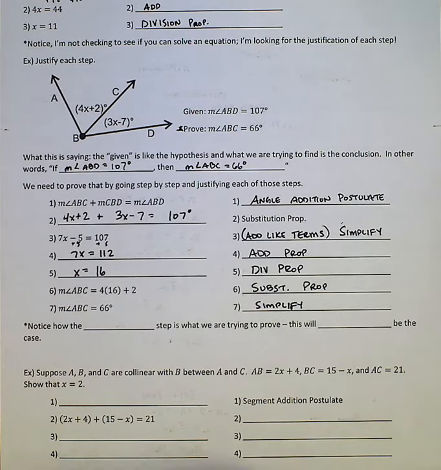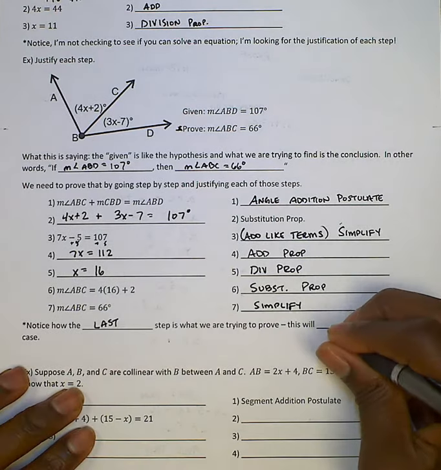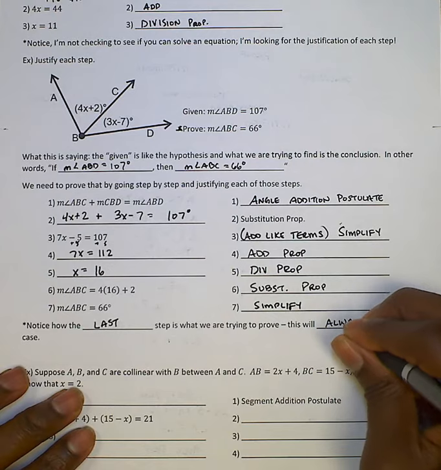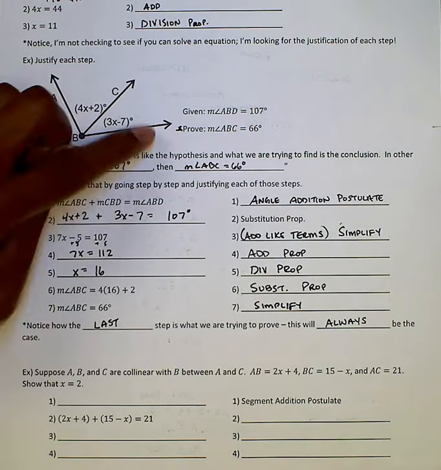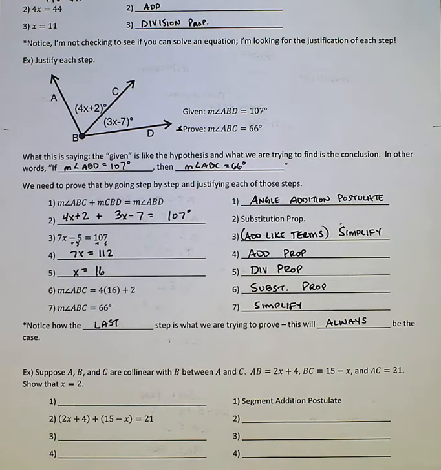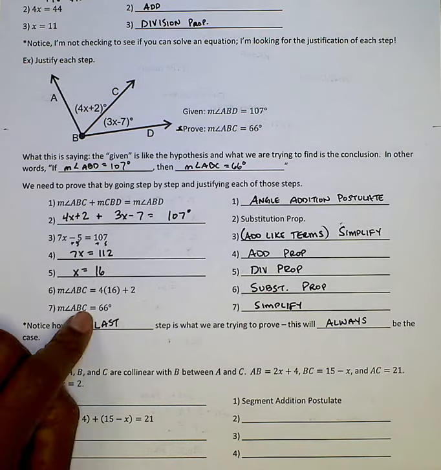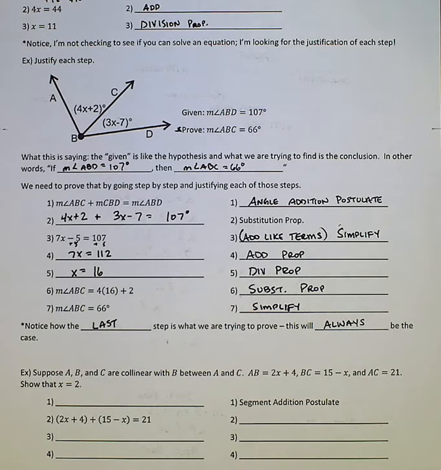Okay, notice how the last step is what we're trying to prove. This will always be the case. They asked us to prove this thing. So if we say that, we're done. And until we say that, we need to do more. So the last step will always be what we're trying to prove. But notice that the last justification isn't prove. It's not, I did this because you told me to prove it. I was able to say this because I simplified the previous step.